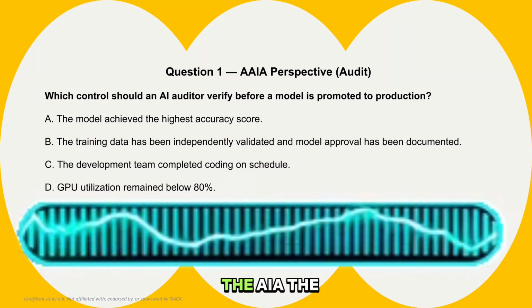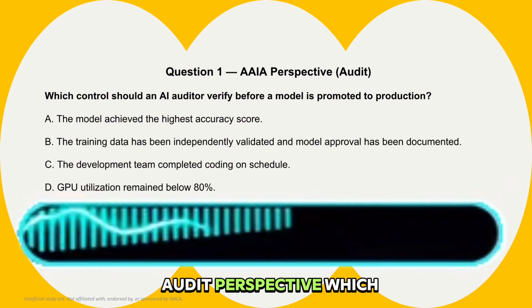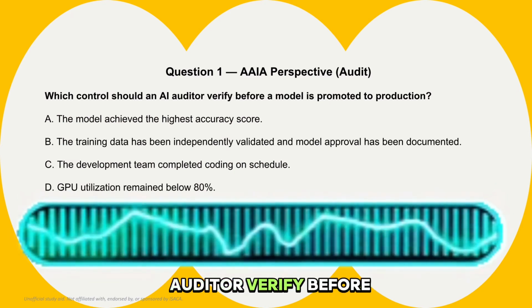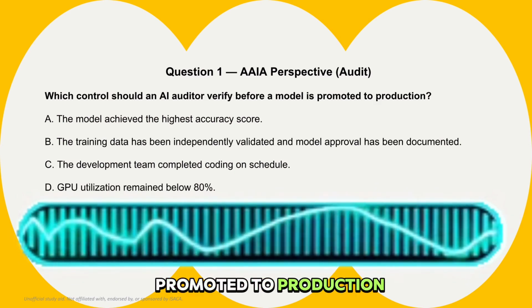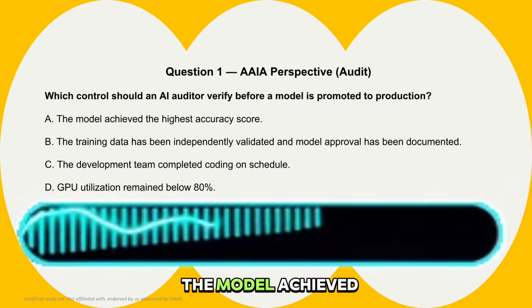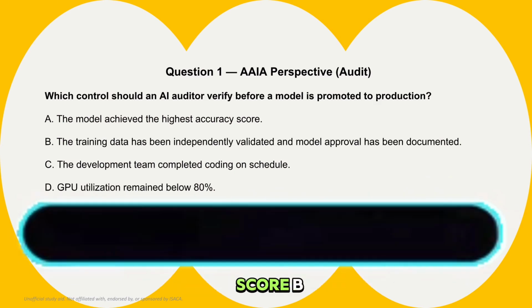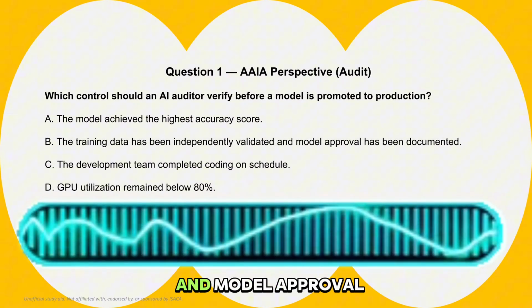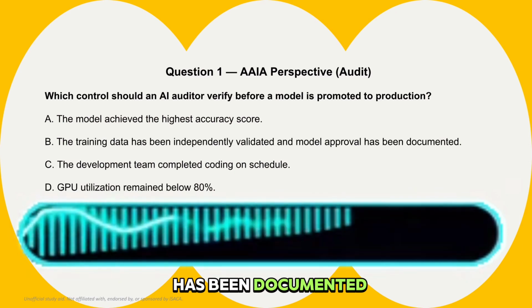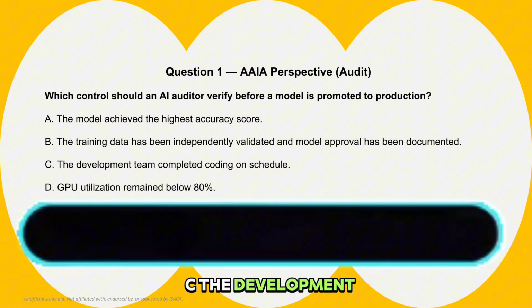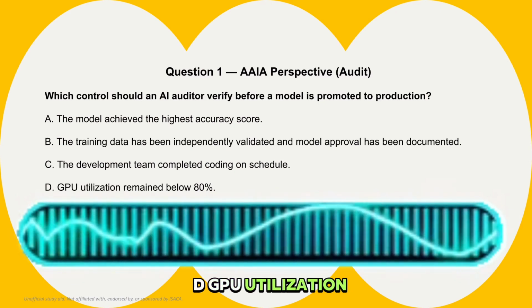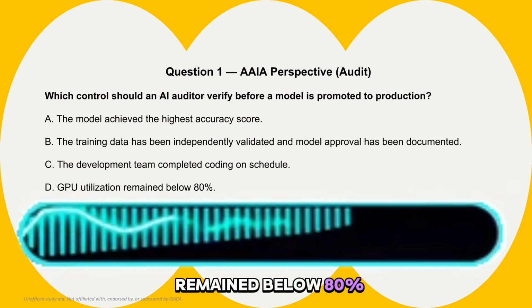Question 1, from the AAIA, the audit, perspective. Which control should an AI auditor verify before a model is promoted to production? A. The model achieved the highest accuracy score. B. The training data has been independently validated and model approval has been documented. C. The development team completed coding on schedule. D. GPU utilization remained below 80%.